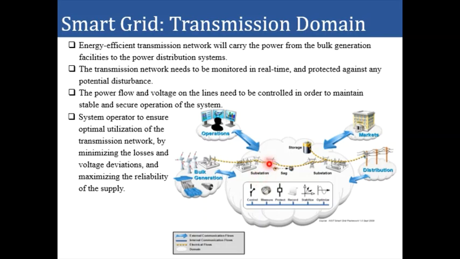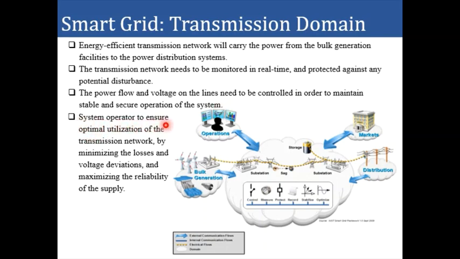Now, the interaction of the transmission domain is with the distribution, with the market, with the operations, and with the bulk generation. So the requirement is to have an energy efficient transmission network which can carry power from bulk generation facilities to the power distribution system. The transmission network needs to be monitored in real time and protected against any potential disturbance. Here power flow and voltage on the lines need to be controlled in order to maintain a stable and secure operation of the system.